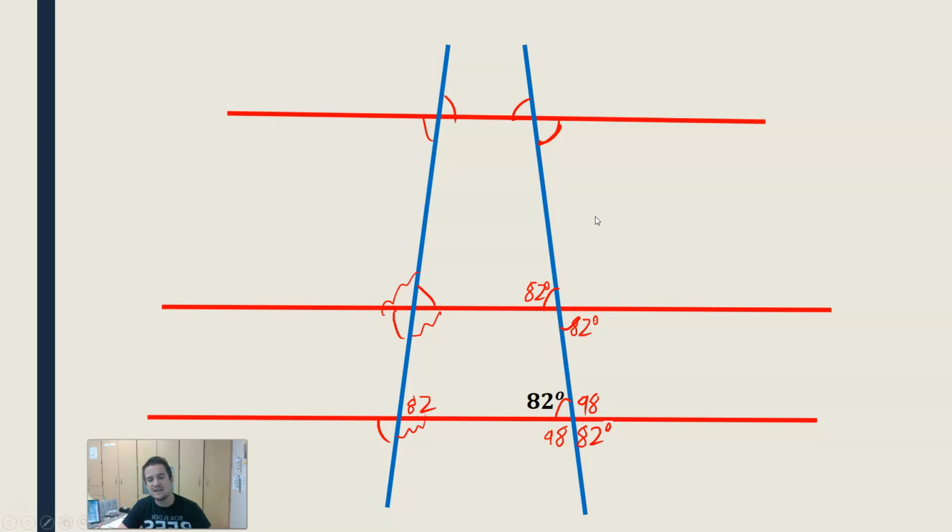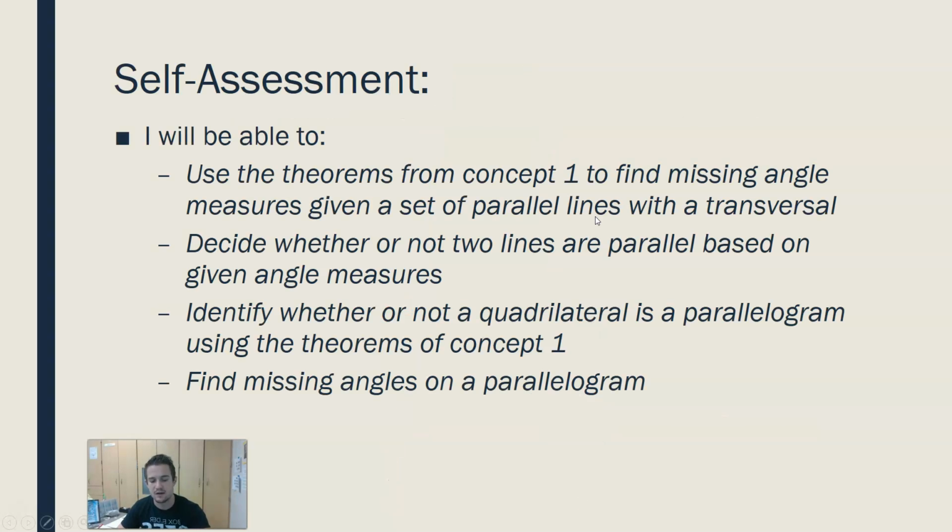So I want to just give you that as an example of where we use parallel lines. So hopefully now you're able to use the theorems that we discussed from Concept 1 to find missing angle measures in parallel lines, and then decide whether or not two lines are parallel based on given angle measures and different equations. We will discuss parallelograms another time. But I hope that was helpful.